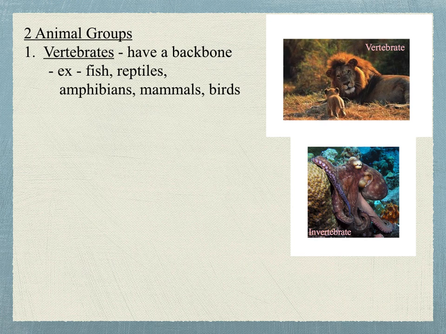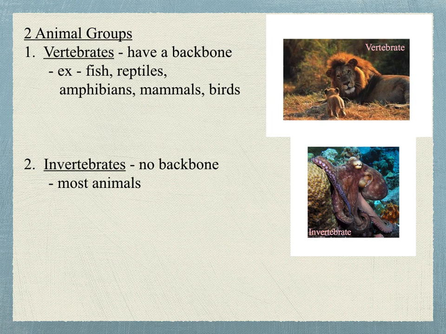The second animal group would be the invertebrates. And invertebrates are animals that do not have a backbone. Most animals are actually invertebrates. There are more insects alone than there are vertebrates in the world. Some examples of invertebrates would be things like jellyfish, insects, worms, snails, all of those things. So they do not have a backbone.